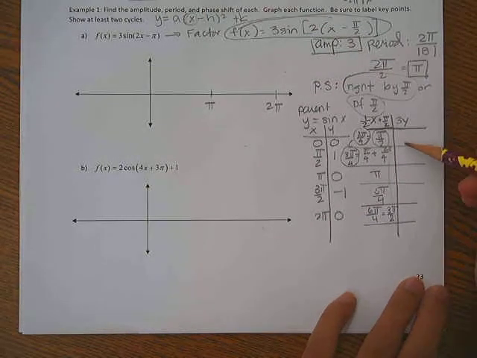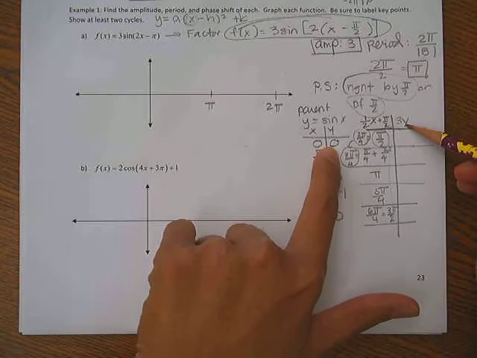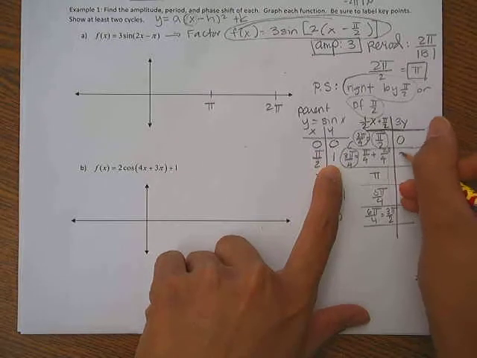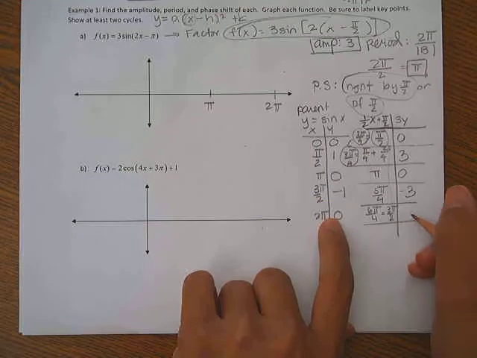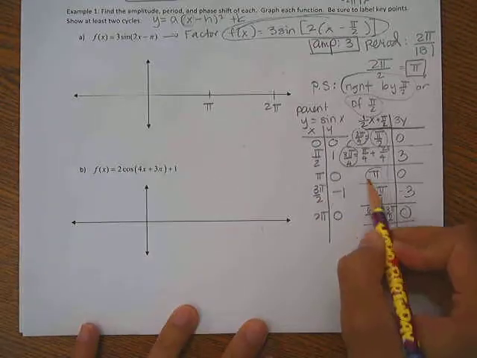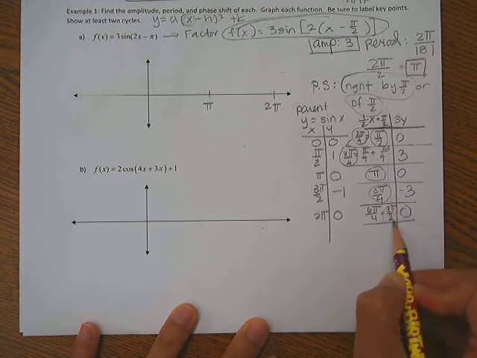And then the outputs, right? 3 times 0 is 0. 3 times 1 is 3. 3 times 0 is 0. 3 times negative 1 is negative 3. 3 times 0 is back at 0. So these are all the inputs and outputs that I'm going to use for graphing.